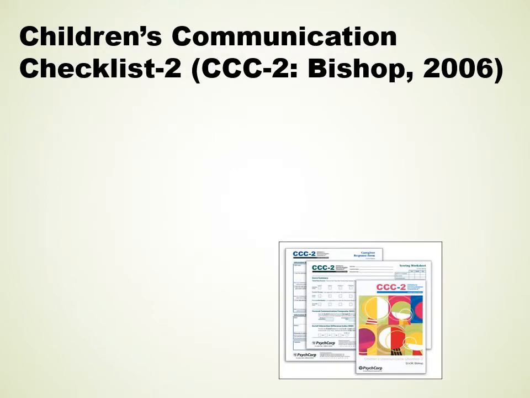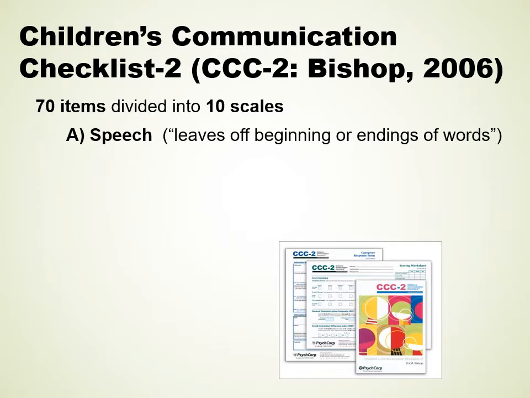I wanted to give you more details about the CCC2 because it covers such a broad range of the school age years from 4 to 16-11, and also it has items for multiple areas of communication skills. And by the way, this is not just a parent measure. If a teacher has known a student for a minimum of 6 months, the teacher can also complete this measure. It consists of 70 items divided into 10 scales, and we'll look at the scales now, and for each scale I have an abbreviated example of an item that the parent or teacher might rate for that scale.